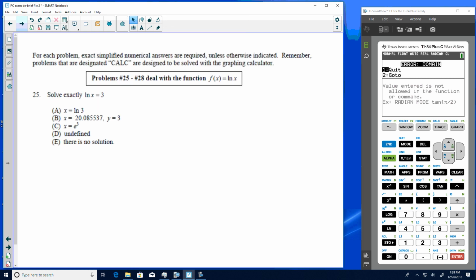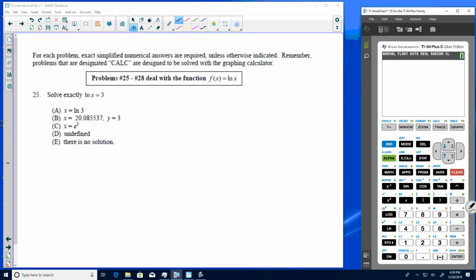Okay, number 25. Let's see. On each problem, exact simplified numerical answers are required. It's designated calc. It's designed to be used with the graphing calculator. We can use the calculator on any problem, but note that this choice B, for example, says X is 20.085537. How in the world would you get that if you did not have access to a calculator? And the answer is you couldn't. So because this is not designated calculator, we've got to solve this analytically or algebraically.